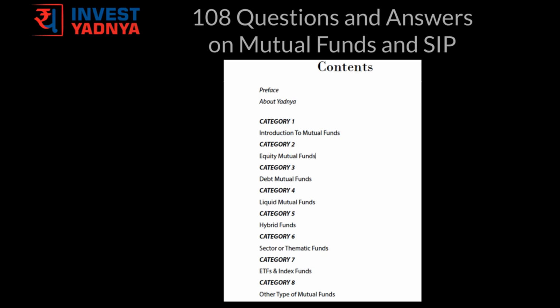The first category introduces you to mutual funds. This category has questions like what are mutual funds, its advantages, disadvantages, types, NAV, risk with mutual funds, liquidity, growth versus a dividend option in mutual funds, NRI investments, NFOs, closed-ended versus open-ended mutual funds, should you invest into them, etc. The second category is dedicated to equity mutual funds.